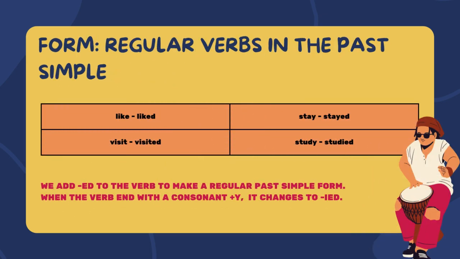Now, we're gonna talk about the form of regular verbs in the past simple. In the past simple, we add ed to the verbs to make a regular past simple form. When the verb ends with a consonant and y, it changes to ied.